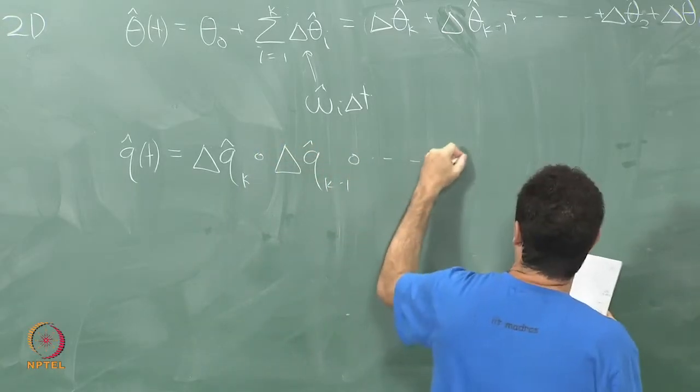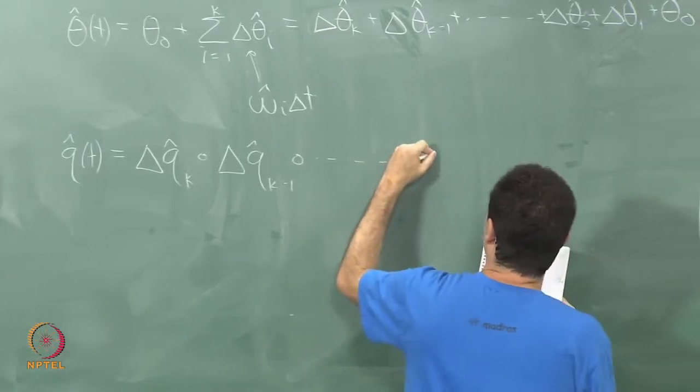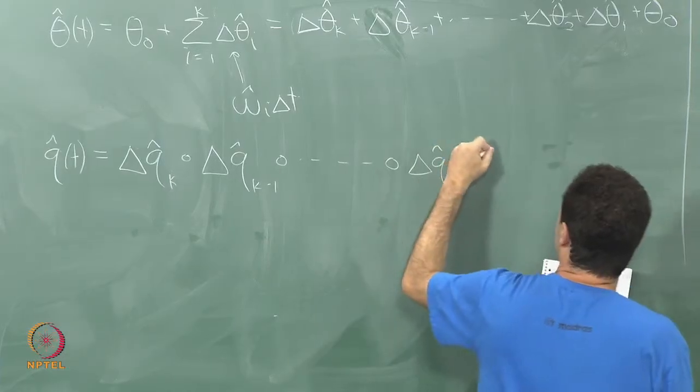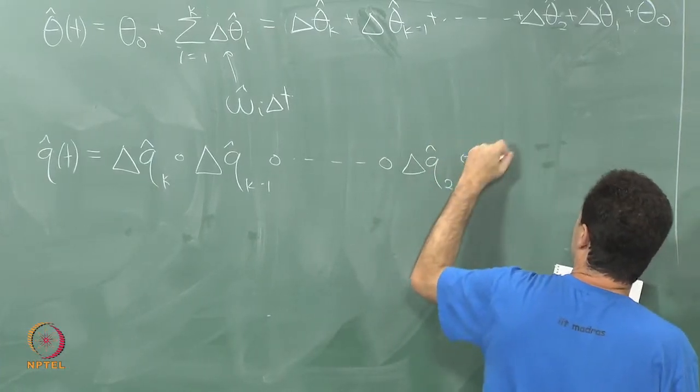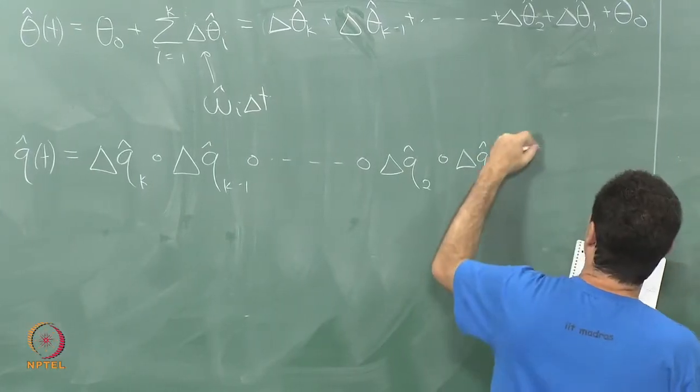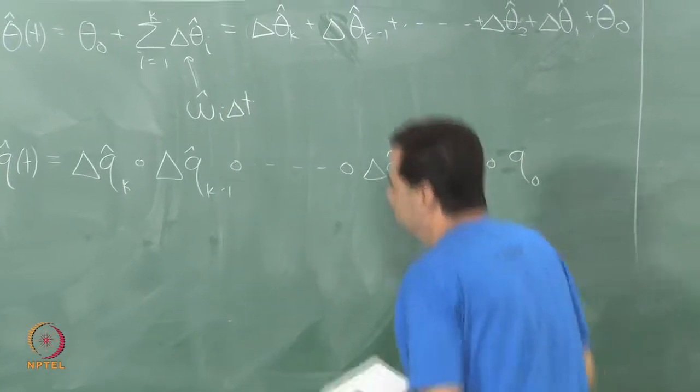Quaternion product dot dot dot quaternion product delta q2 hat quaternion product delta q1 hat quaternion product q0. So that's how it looks.